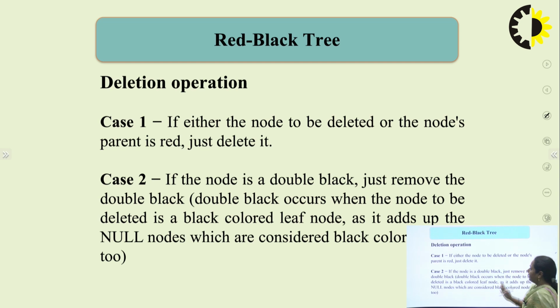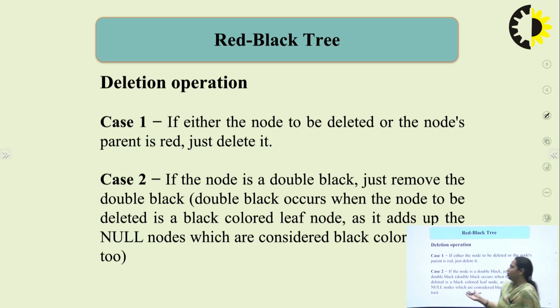For that, there are some cases. Case one says, if either the node to be deleted or the node's parent is red, then just delete it. Meaning if we are deleting a leaf node that is red in color, we can simply delete it. It will not impact anything on the red black tree because it is a leaf node, and what matters in a red black tree is the black height. So whenever we delete a red node, it will not impact anything on the RB tree.